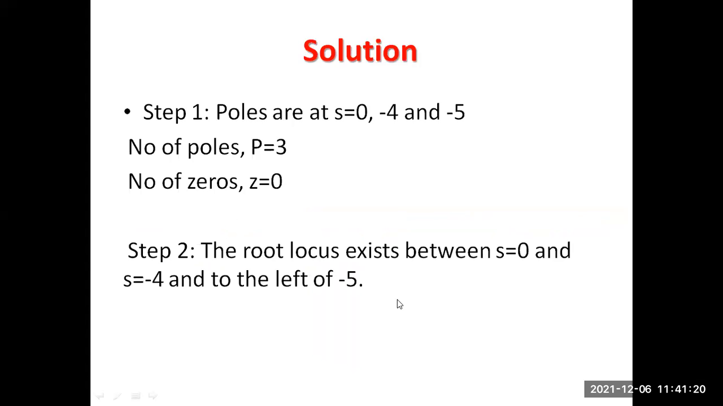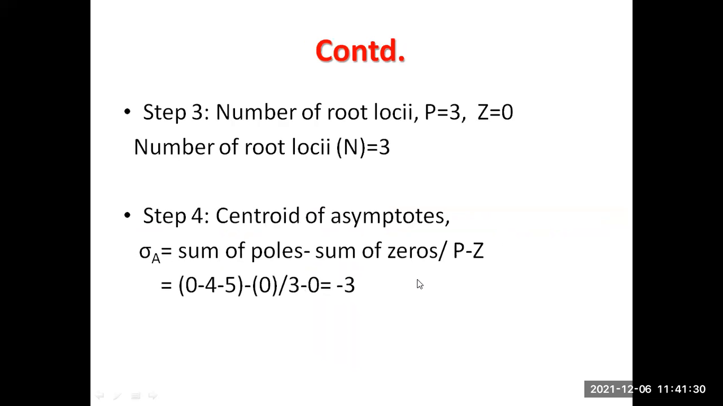So the root locus exists between s equal to 0 and s equal to -4 and to the left of -5. So that's what we have drawn just now. Okay, we have drawn this particular root locus.